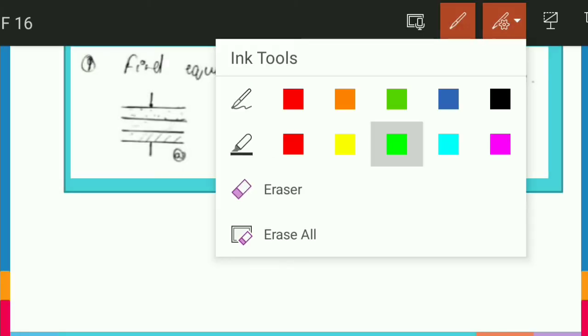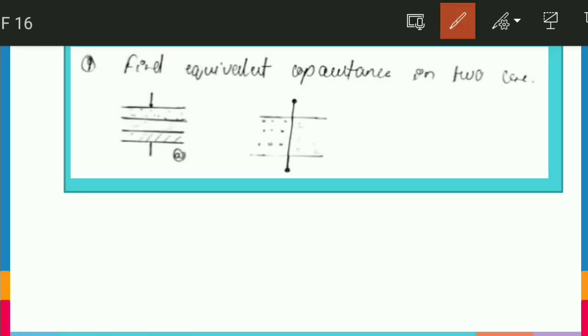Yes, friends, let's see this question. This is also based on the equivalent capacitance of a system. So let's calculate the equivalent capacitance in two cases. This is our first case, this is the second. Let's say this is K1, K2, and K3.